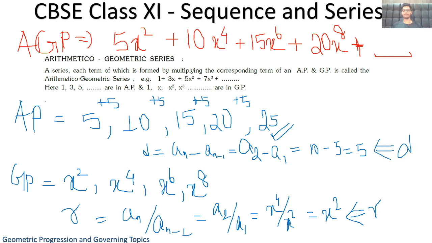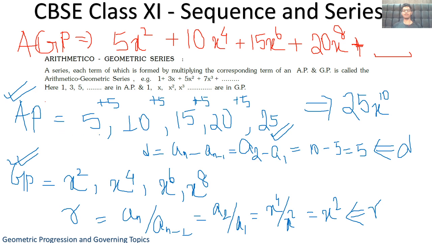Okay, everyone on the same page? Now we'll try to substitute the values for the next term. So we have 25 into x to the power 10. This is going to be the next term. So that's how we identify any AGP. That is, it has properties of both an AP as well as a GP.